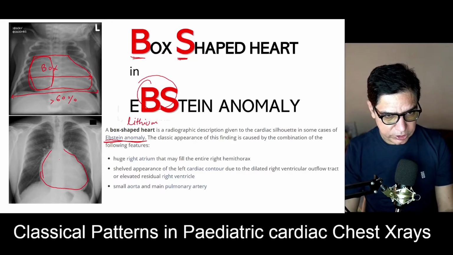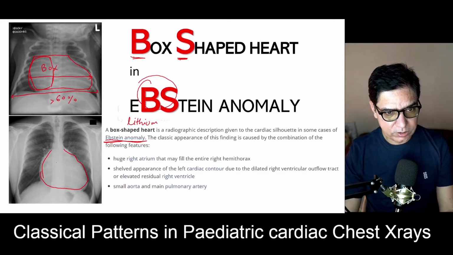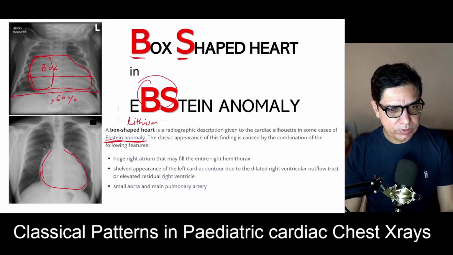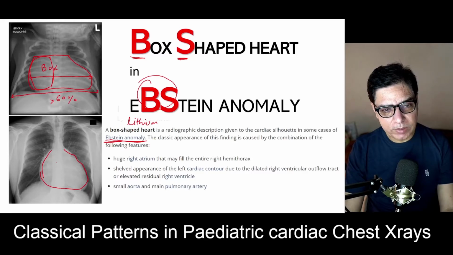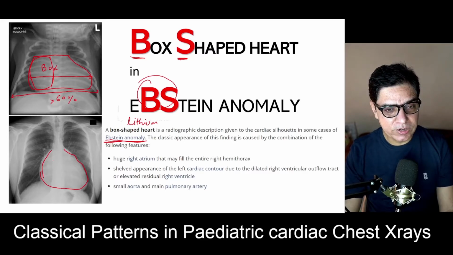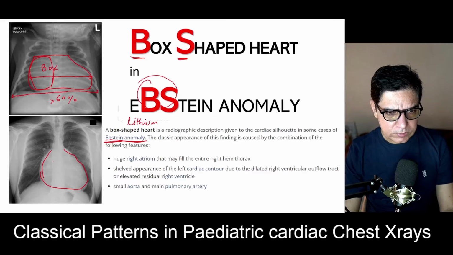So obviously, if this is the shadow and you don't have a history, you can say, well, it looks like an egg on string appearance, so you would consider transposition of the great arteries. Well, fine. Nobody can challenge you on that because it could be one of the differential diagnoses. Number two, it could be pericardial effusion. Again, you never know. Or it could be a mild Ebstein anomaly where there is not a true box-like appearance, but because of the milder tricuspid atresia, the right atrium is dilated, but not massively dilated to give you the very characteristic findings of a box-shaped heart.